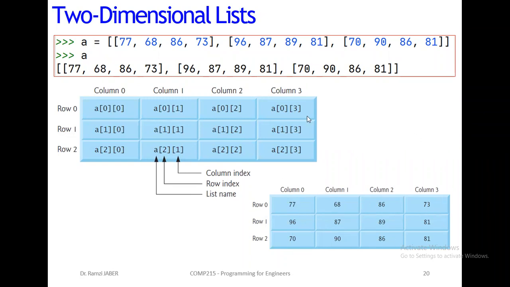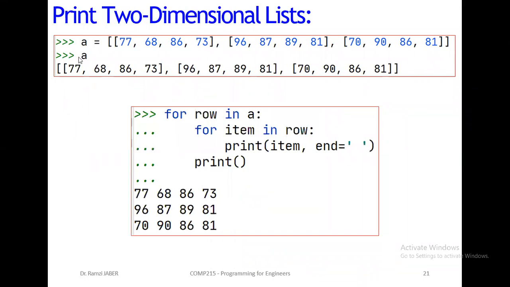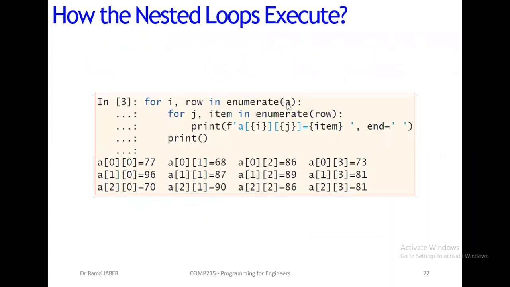Okay? If I want to print this array, a list inside a list, a two-dimensional list, we can use a nested for loop. For row in A, another for loop inside it, for item in row, print item with a space, then print. So we can print out this two-dimensional array. We can use a nested for loop for row in A, or we can use enumerate.